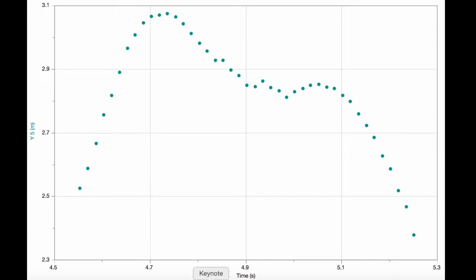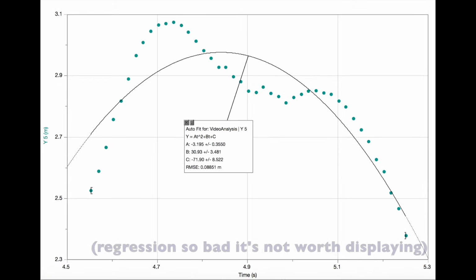For comparison, here is a graph of the y position of Greg's standing center of mass with respect to time. As you can see, its shape is not nearly as parabolic because Greg's center of mass changed as his body changed shape in midair.